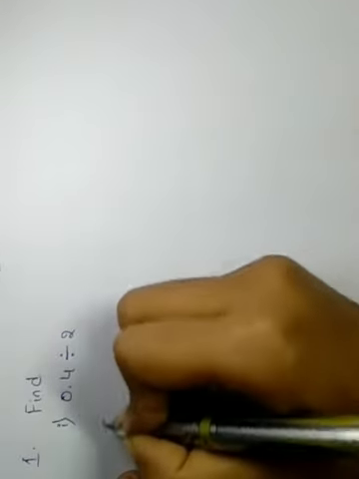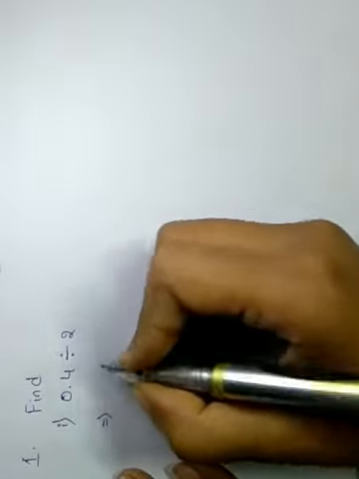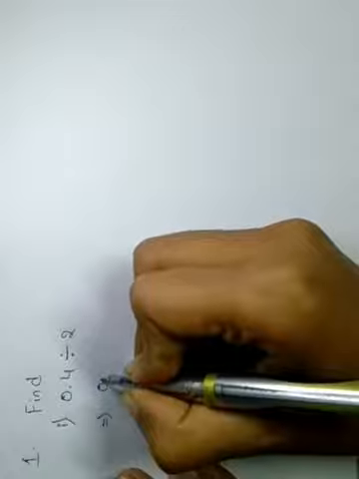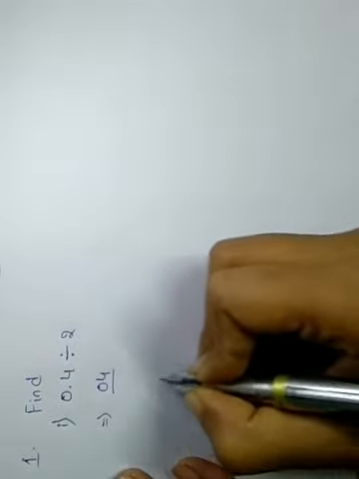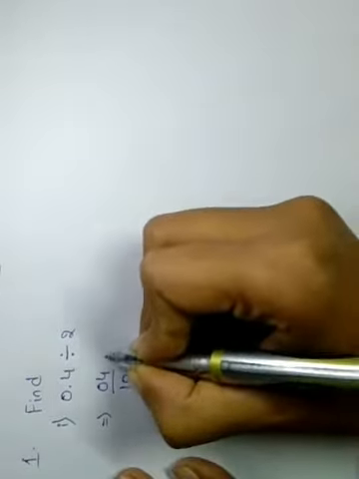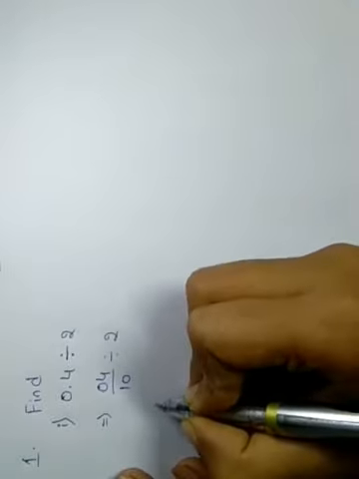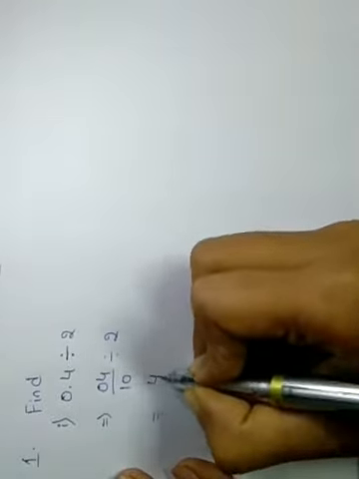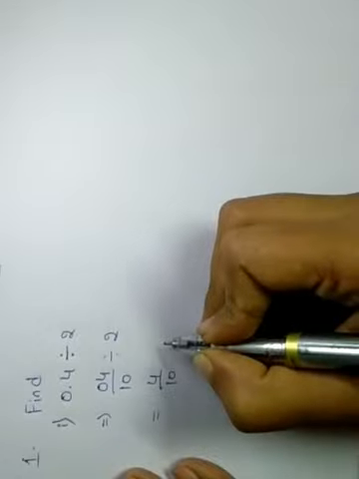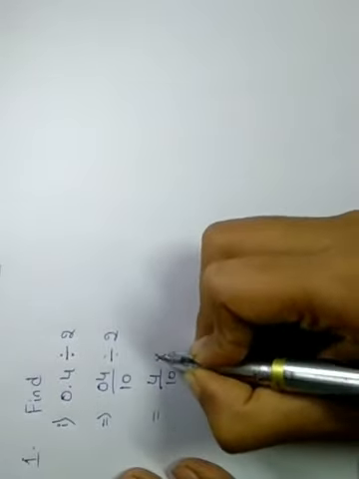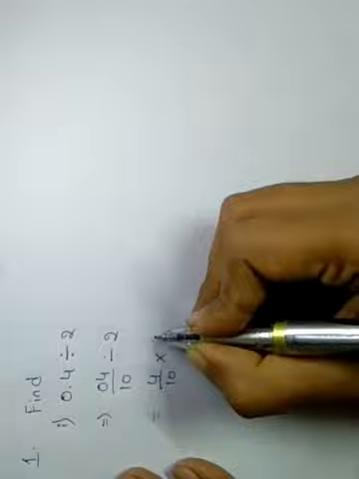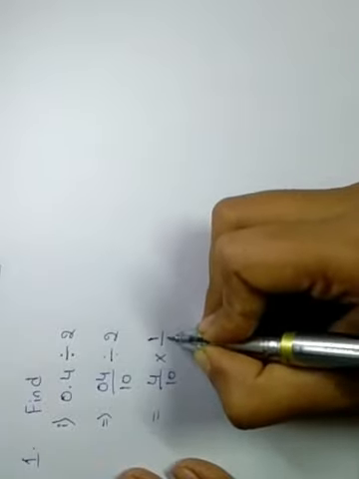Exercise 2.7. First main, find: we have to divide 0.4 by a whole number, that is 2. So the very first step is ignoring the decimal point, and we can write only 4 divided by 2. Now in the second step, we'll change the division sign to the multiplication sign. Then we'll take the reciprocal of this whole number, 1 by 2.